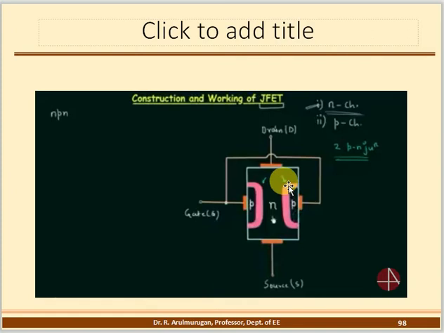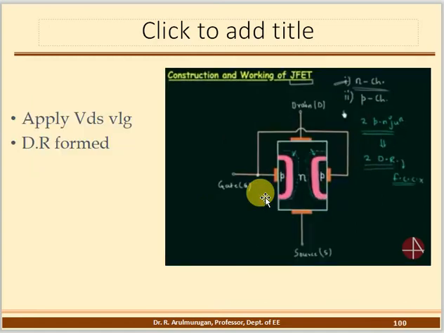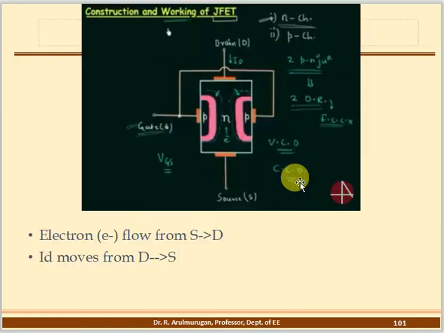Due to the two PN junctions, how many layers are created? One region is created here, and this region is called the depletion region. So two depletion regions are created. Now apply the VDS voltage, the output voltage. If you apply the output voltage, what will happen? The depletion region will extend and expand, like a balloon expanding.